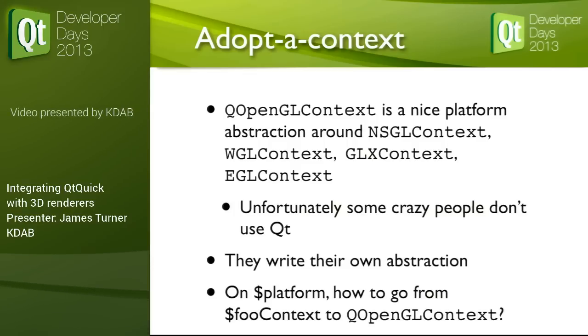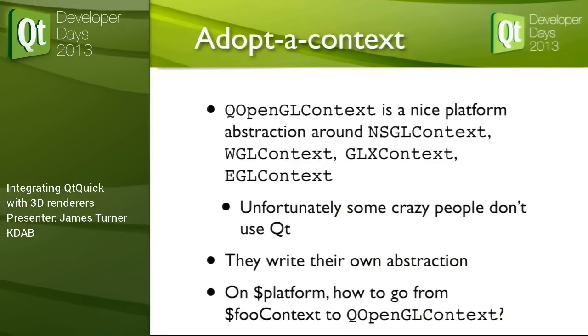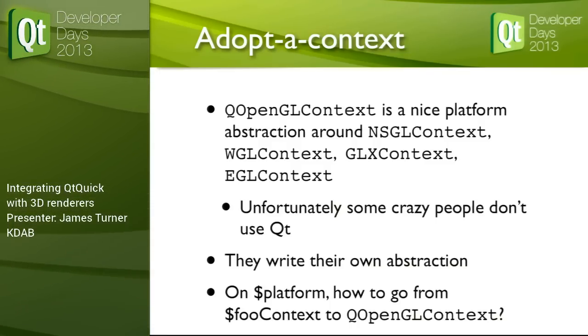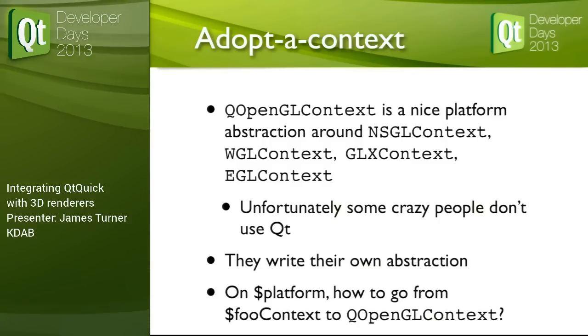And usually they'll give you a void star pointer to one of these native things. But at the moment, there is no API on any platform to go from one of those to a QOpenGLContext. We can create one from scratch, but we can't take a context somebody else built for us, wrap it up in the QOpenGL abstraction, and then use it to pass it to, for example, a QtQuick window or any of the other QOpenGL classes. There's a patch to do what this describes in Gerrit, not from me.